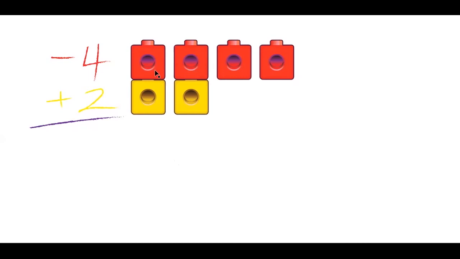So now the learner sees that, oh, okay, I have two zero pairs. So that's a 0, and that's a 0. And that means I have how many negative units left over? -2.